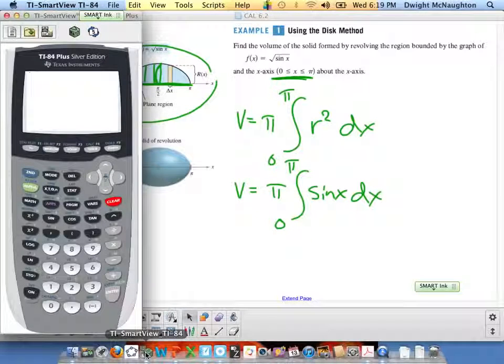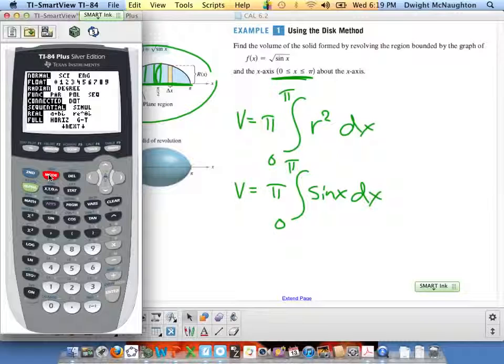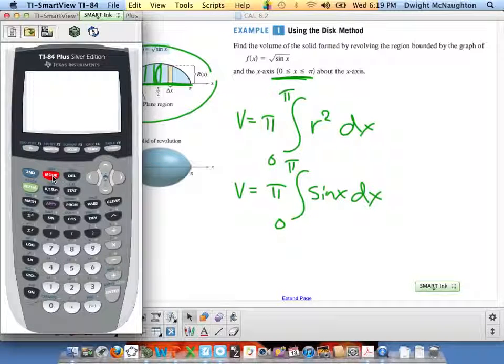So first, what you need to do, make sure your calculator is in the correct mode. It needs to be in radians. Can't emphasize enough how important that is, especially if you're taking physics as well. All right, so we got it in the correct mode.